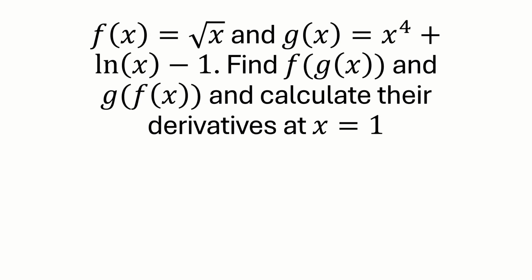Let f(x) equal the square root of x and g(x) equal x to the fourth plus natural log x minus 1. Find f of g of x and g of f of x and calculate their derivatives at x equals 1.